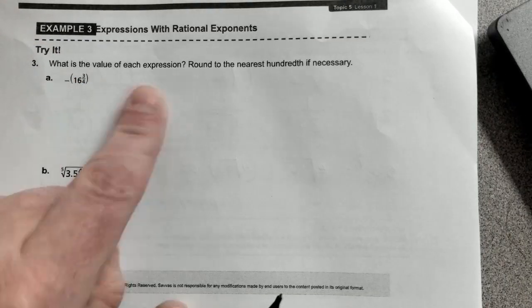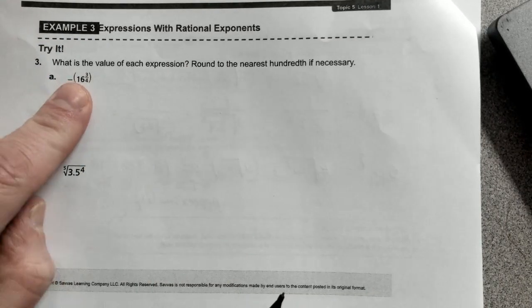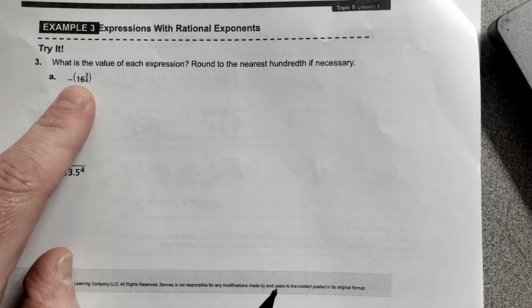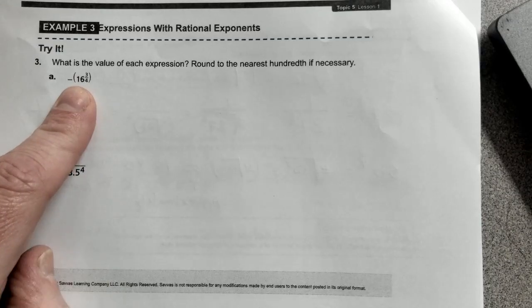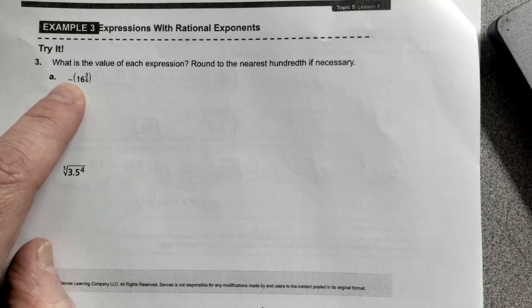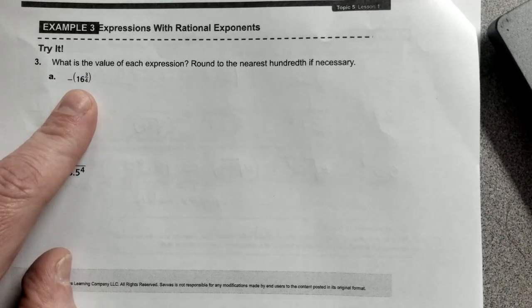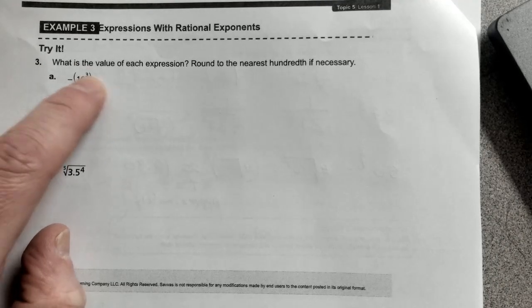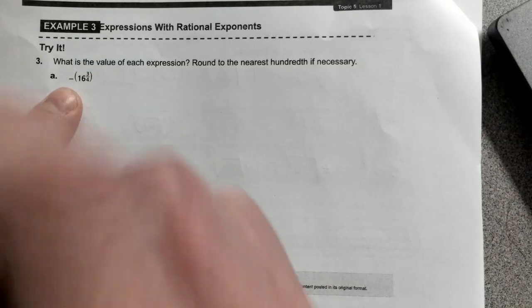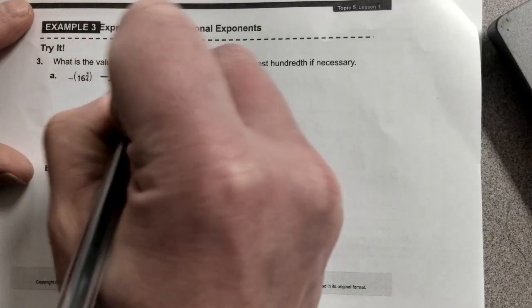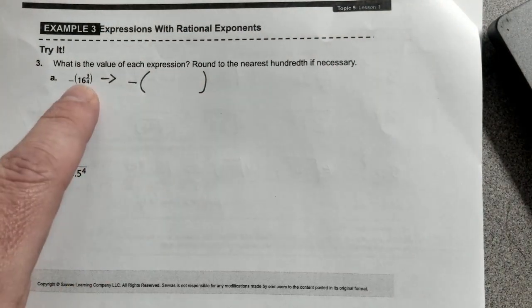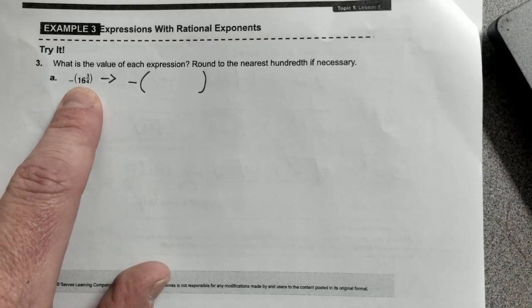All right, so what's the value of each expression? Now, again, we want to rewrite these and then evaluate. So this 3/4 power. Butch, help me out, big dog. 3/4, the exponent. Is it attached to the 16, the -1, or the parentheses? Just the 16, right? So I have to evaluate what's inside the parentheses before I can handle that negative out front. So when I go to rewrite this, I'm going to write negative with a big old set of parentheses, and all I'm going to do now is evaluate 16 raised to the 3/4 power.